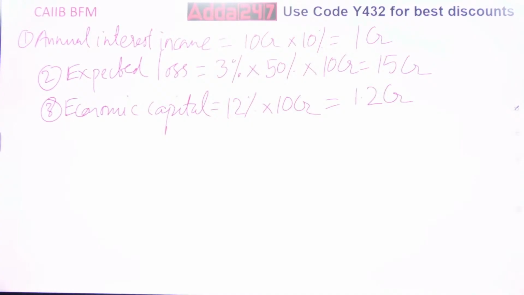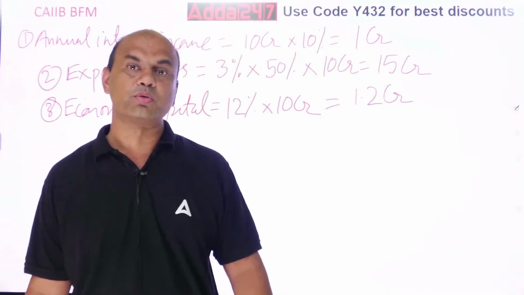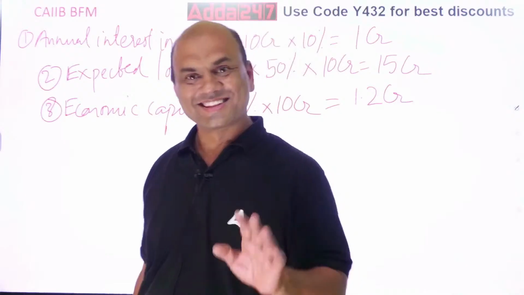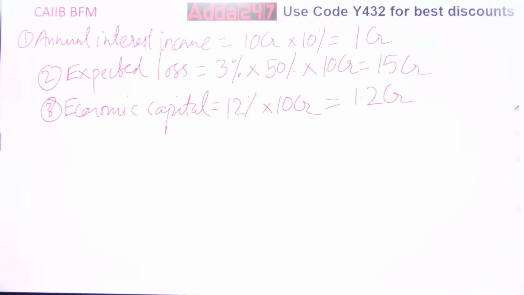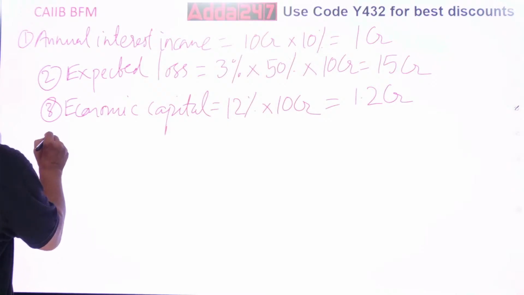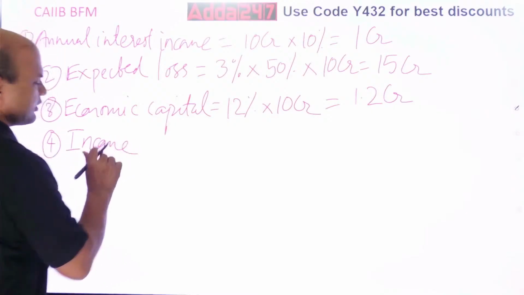Now you will be wondering, what are we doing all this? What is your final aim? RAROC. But where is RAROC? Up till now you have not got any RAROC. Wait, these are steps. So economic capital, you got it. Now income from capital. What is income from capital? Fourth step, income from capital. Now we have come almost to the last stage. There are only 5 steps.